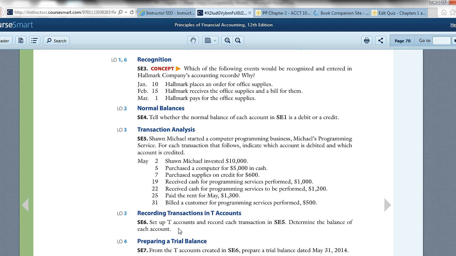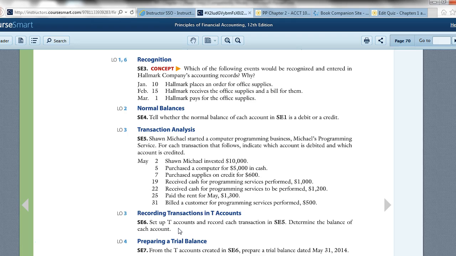May 7th, purchased supplies on credit for $600. What is debited? Supplies, the asset. What is credited? Accounts payable is credited. The liability increases. May 19th, received cash for programming services performed, $1,000. What is debited? Cash. What is credited? Yes, revenue is credited.